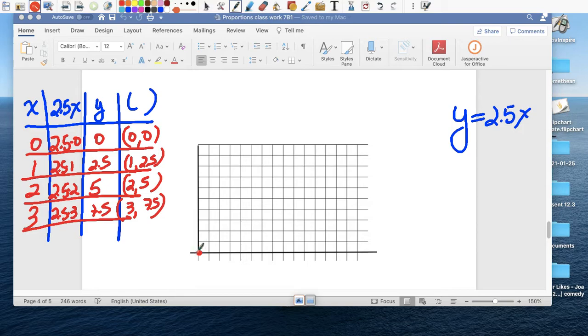We have 0, 0. So let me put some points here. That's 0, 1, 2, 3, 4, 5. And here we're going to go by 2.5. So this is 2.5. This is 5. This is 7.5. This is 10. And again, please don't forget, this is my y, and this is my x.